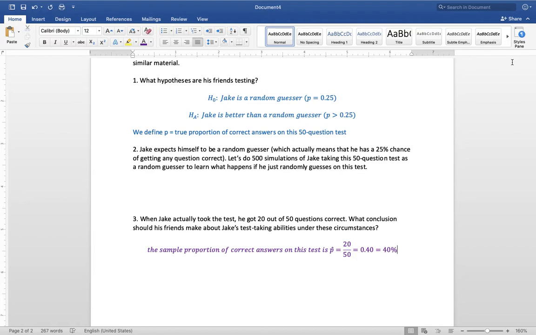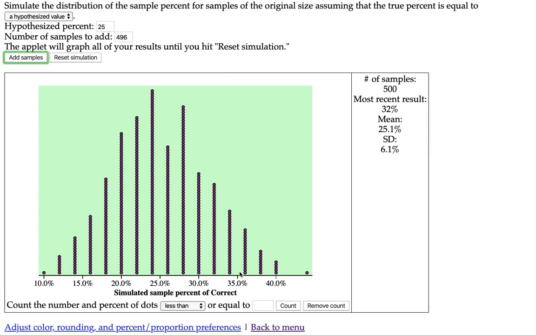So what we do is we take this and we look at where this 40% falls on our distribution. According to our distribution here, this is if Jake just randomly guessed. Jake actually, in reality, scored a 40%. Here it is, right here. Jake would have scored way out here.